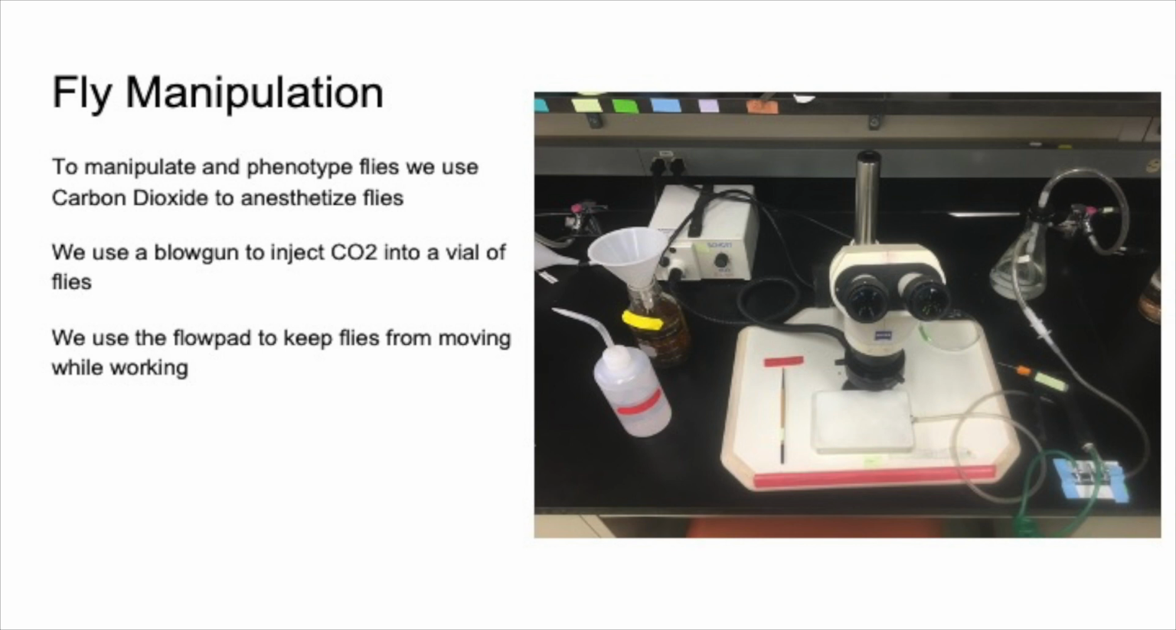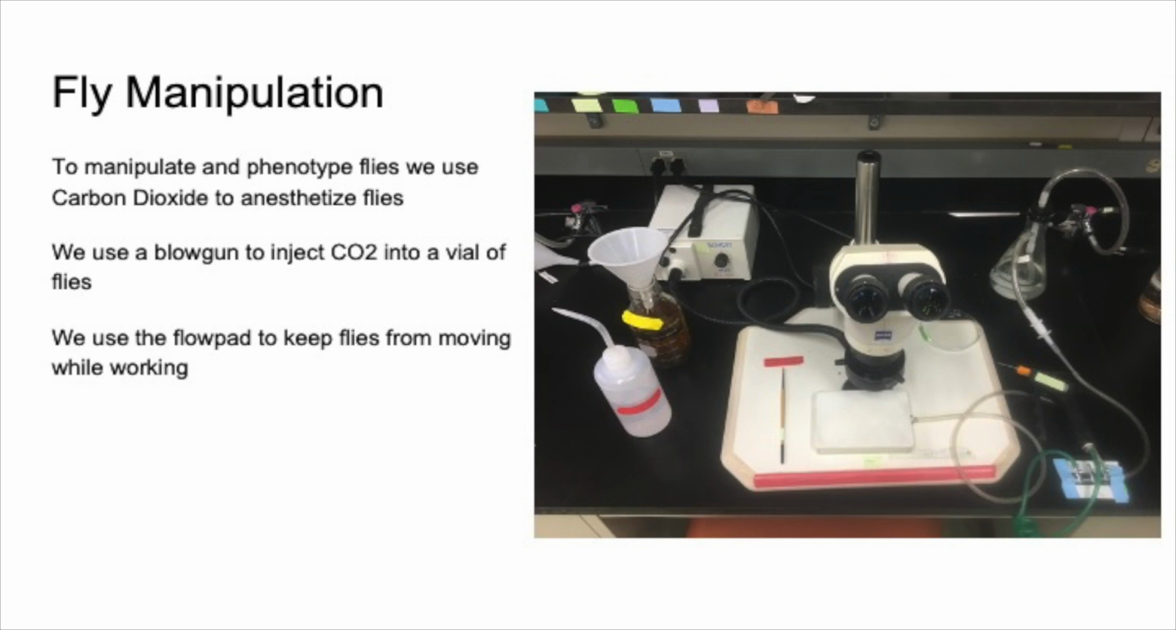We use a blowgun to dispense carbon dioxide into the vial, and then once the flies become inactive, you can put them down onto the flow pad. The flow pad is a porous plastic block with carbon dioxide running through it, so as long as the flies are on the flow pad, they will remain inactive. If you leave them there for too long, they will eventually begin to suffocate, and the carbon dioxide will begin to become stressful for them and can cause health issues down the line. So as a general rule, you don't want to keep your flies on the pad for more than 10 minutes at a maximum.